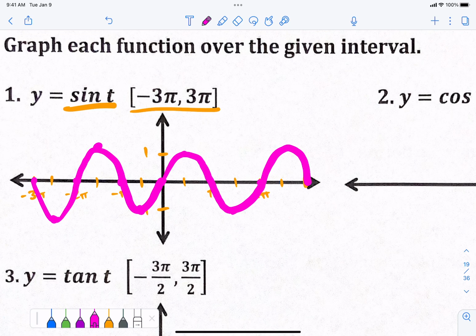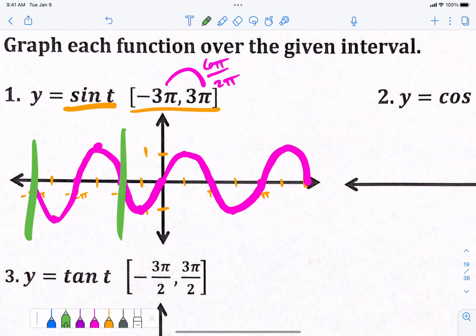All right, now, how far apart is -3 pi and +3 pi? 6 pi, okay? How wide is one period of sine? 2 pi. If I divide by 2 pi, how many cycles should he have done? 3, right? Do you see the 3 cycles?